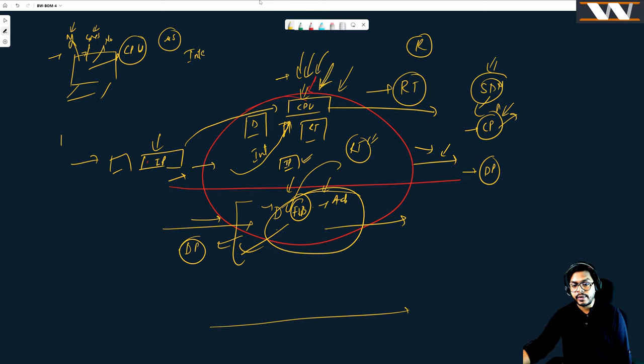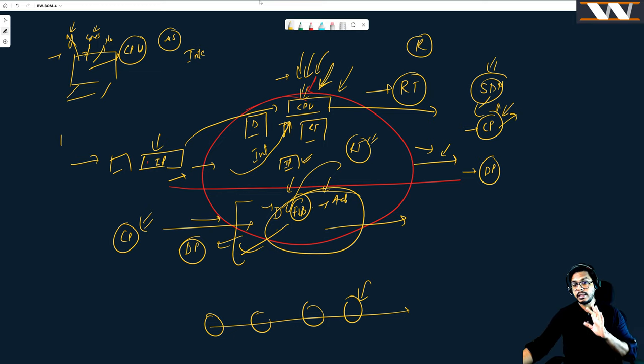Is it advisable to have the control plane and data plane on all these routers? Or can we separate the control plane from all these routers into one thing, and these routers contain only the data plane? And what are the advantages of it? Maybe that is a discussion for some other time, but I am just giving you information about the control plane. This is actually important, guys, right?